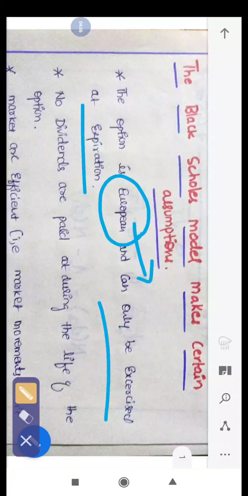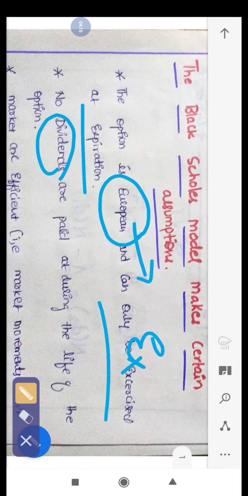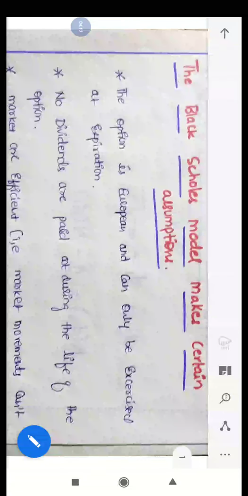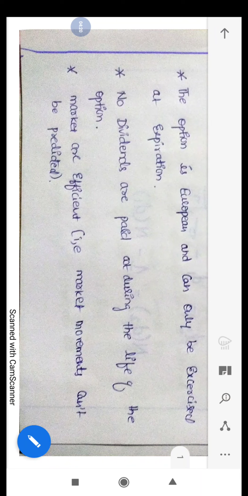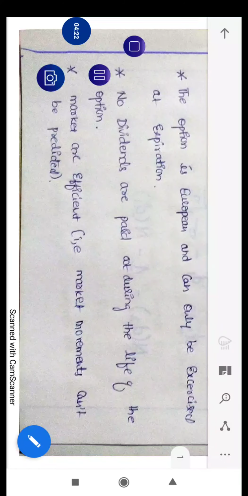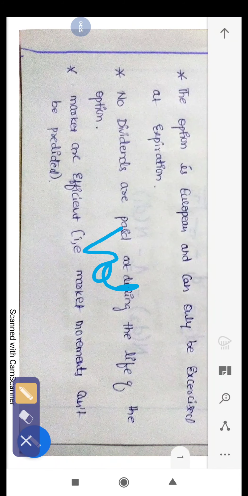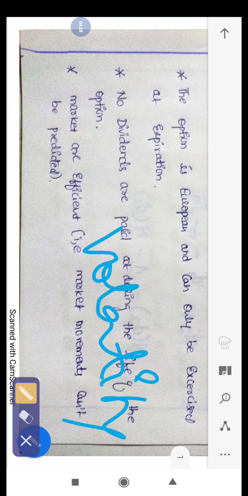One more thing: no dividends are paid during the life of the option, so before the expiry date dividends are also not paid. Next, markets are efficient. Markets are efficient in the sense that whatever movements and volatility are happening in the market are unknown and cannot be predicted. The constant changes in the market cannot be predicted by normal persons.